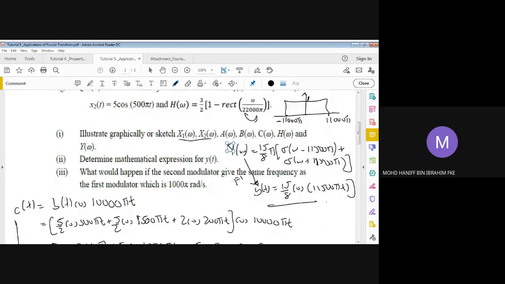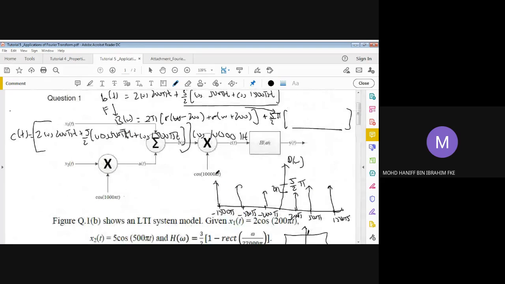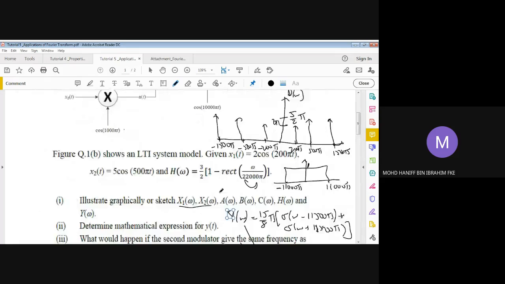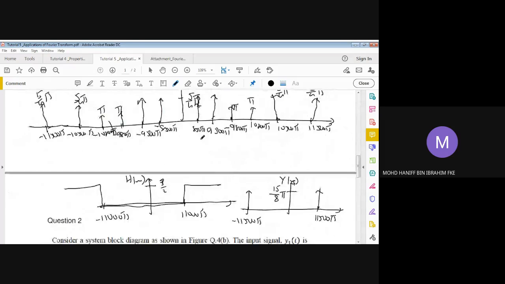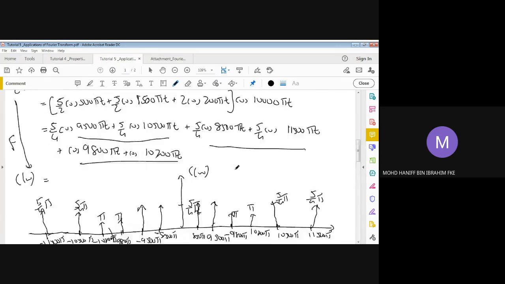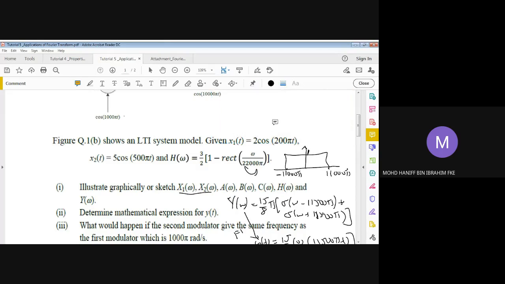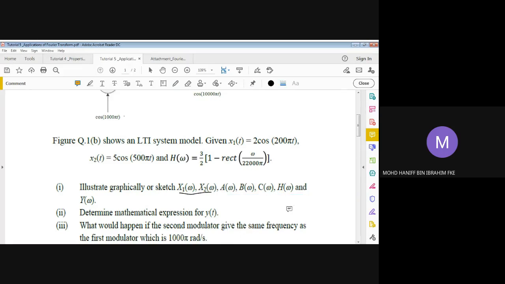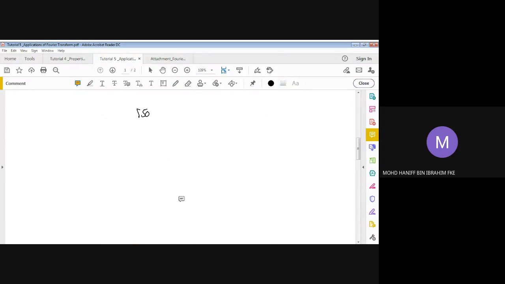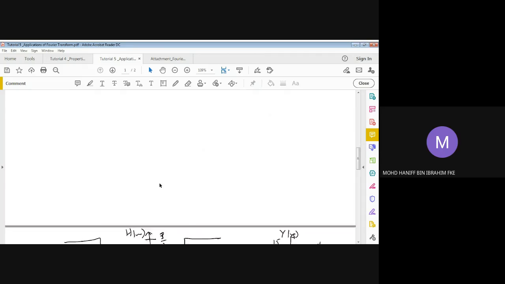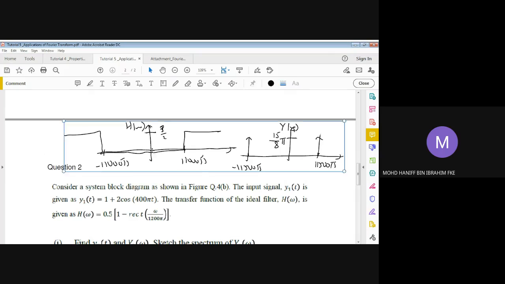Okay, due to the reason that the frequency is too small, all the frequencies or all the signals will then be blocked by the filters. Okay, I think that's done for question 1 on this tutorial 5. Hopefully you understand this clearly, on the application of Fourier transform in solving problems related to the filters.